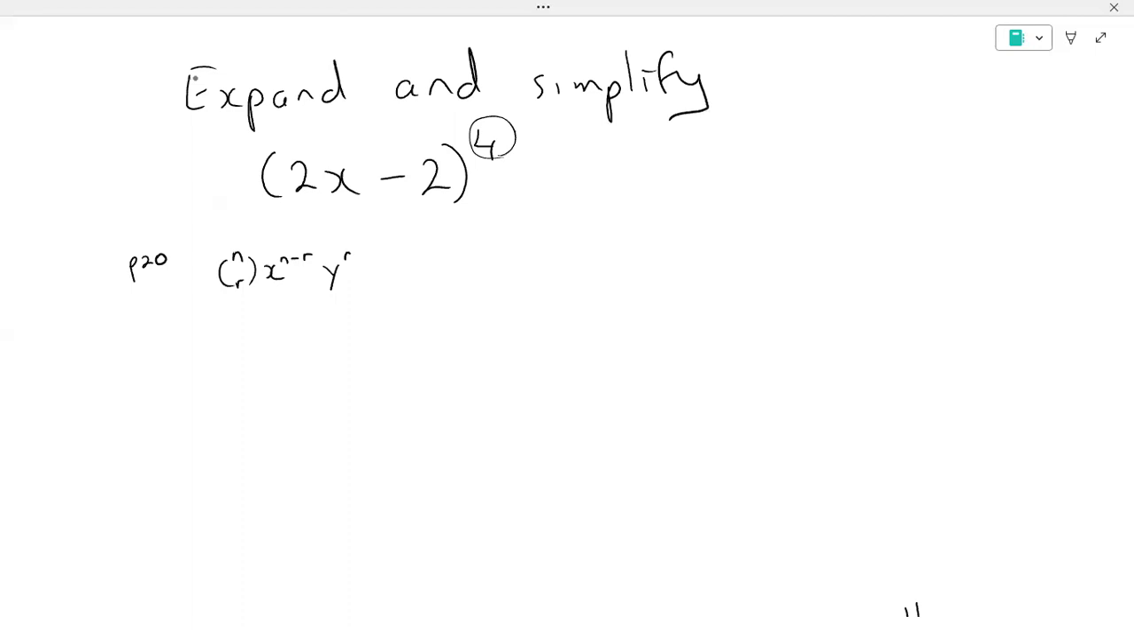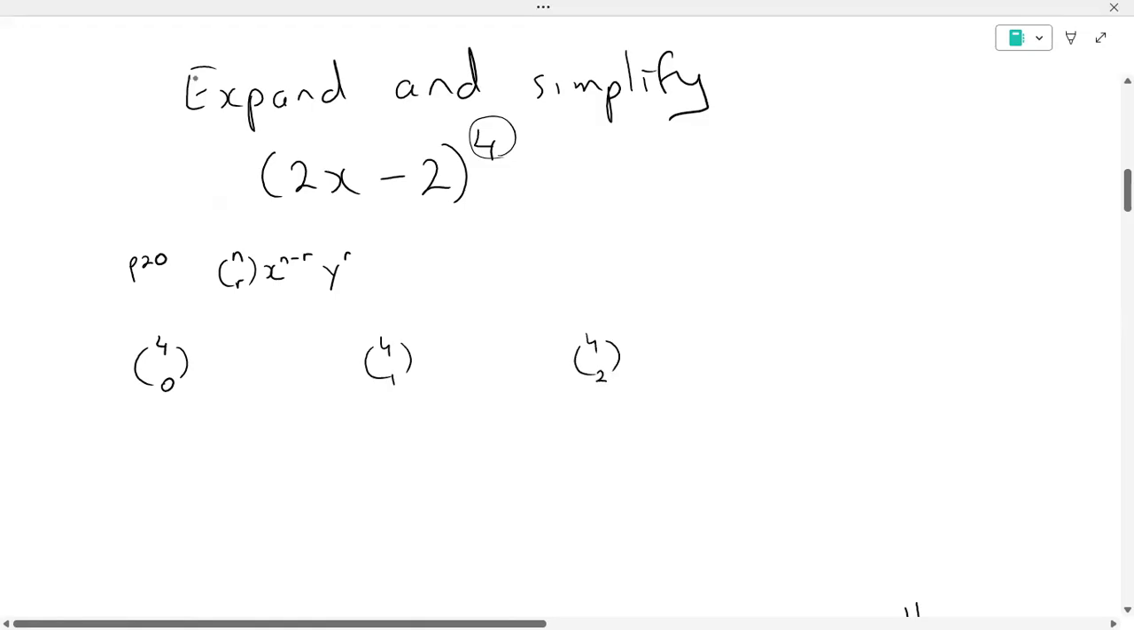So what we do is whatever the power is, you begin and you say 4 choose, and it's always 0 first. You then count your way up until you get a match. So 4 choose 1, 4 choose 2, 4 choose 3, 4 choose 4.